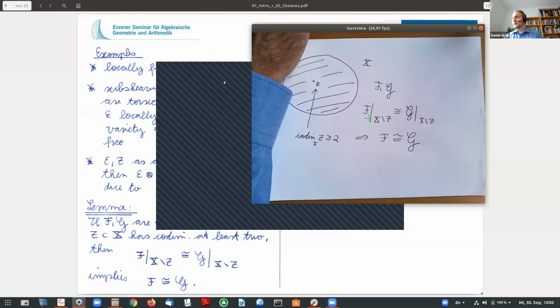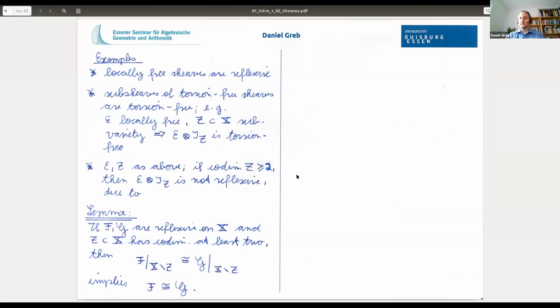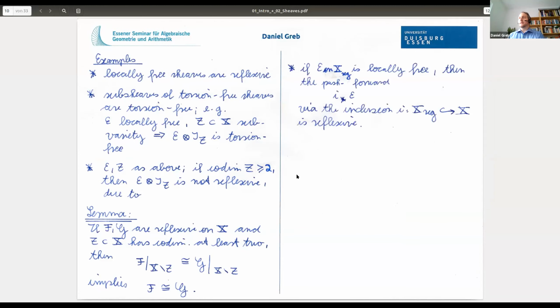Okay, so you should see my slides now again. Okay, so that means that reflexive sheaves have these useful properties of being sort of determined by the restriction to a big open set. Yeah, and so what is our main source of examples?